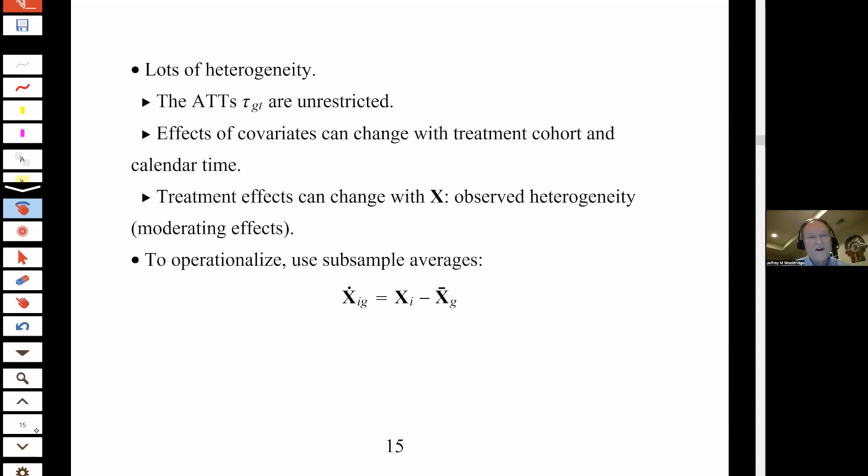So there's a lot of heterogeneity that's allowed, maybe too much. But we can restrict it. We can restrict those across, and there are various ways to do that, by intensity and so on. But I've talked about that in my regression paper and so on, so I'm not going to do that here. So the effects can change by cohort, by calendar time, and by covariates.